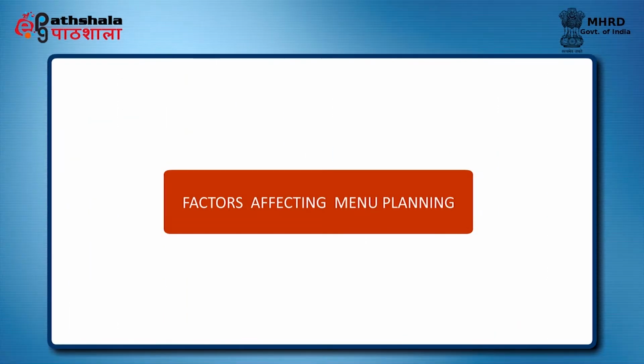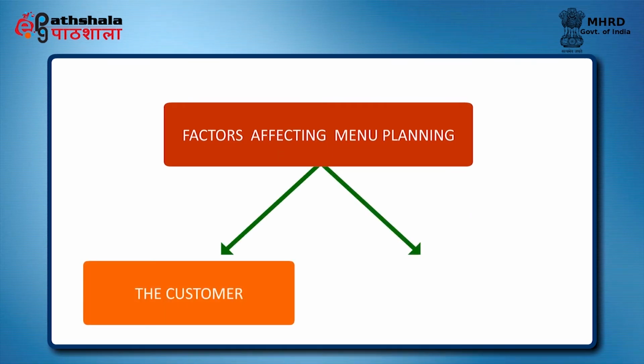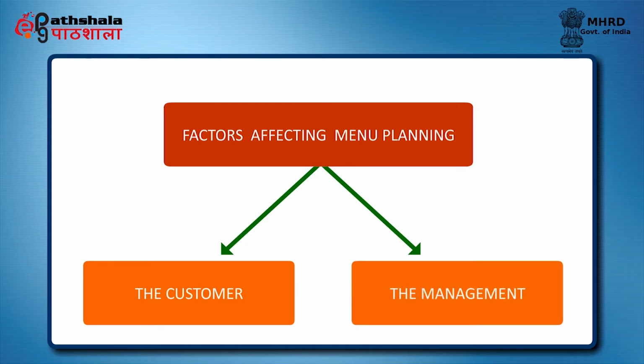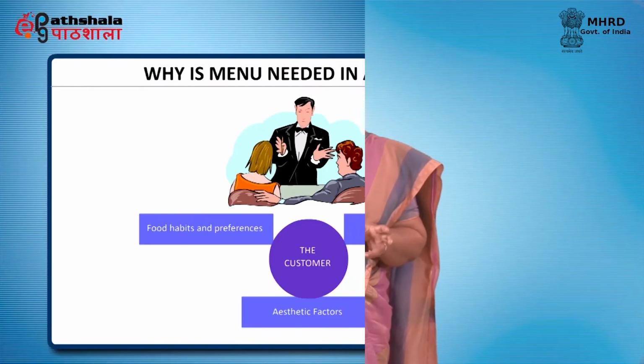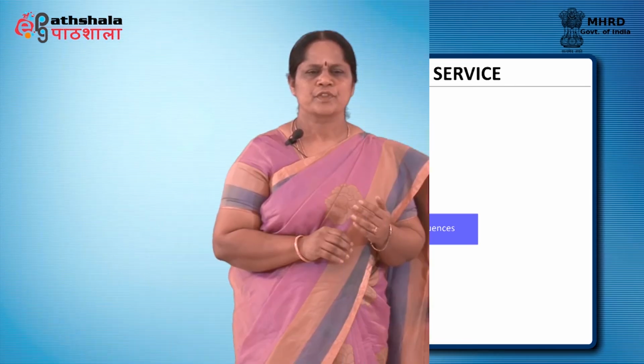The factors affecting menu planning are twofold. One is based on the customer and the second is based on the management. First, we will see the factors affecting the customer. The factors are food habits and preferences, nutritional influences and aesthetic factors. Food habits and preferences prevailing in the region where the food service outlet is located is a primary consideration. Cultural food habits and regional food preferences are important in planning the menu.